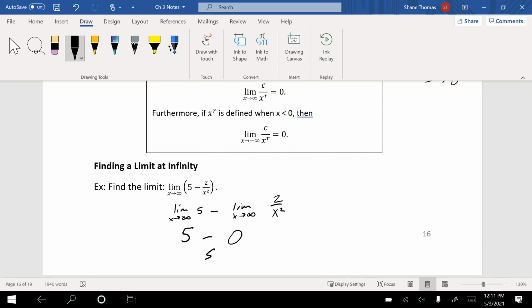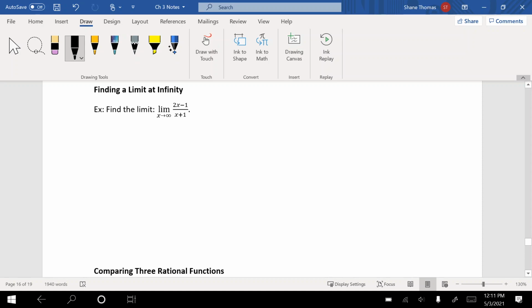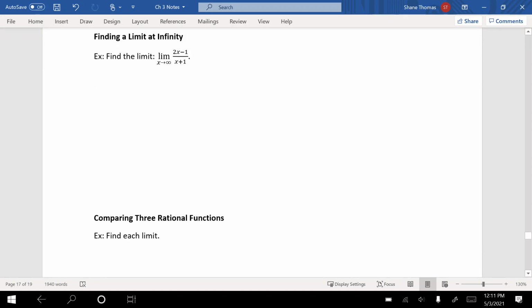Yeah. The big thing with limits, and I think people struggle with these, is that the calculations are not always that tough, but the problem is you sometimes have to stop and think about what this is actually telling me. All right? Let's look at the next one. We're going to find the limit as x approaches infinity of 2x minus 1 over x plus 1.